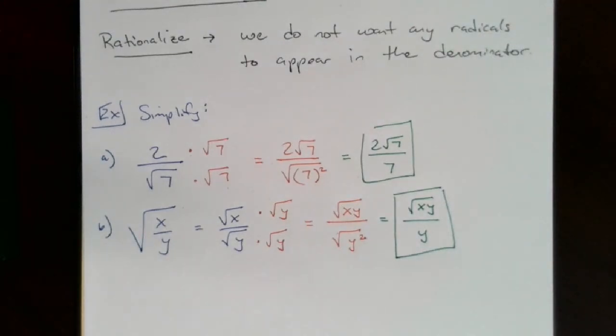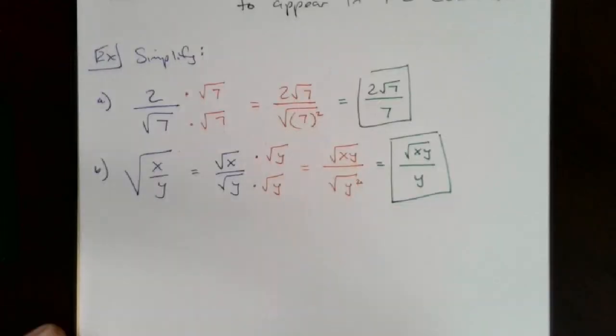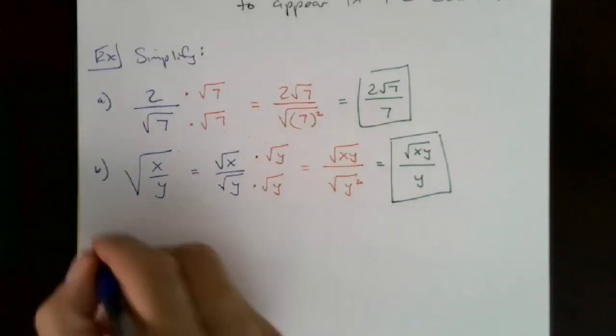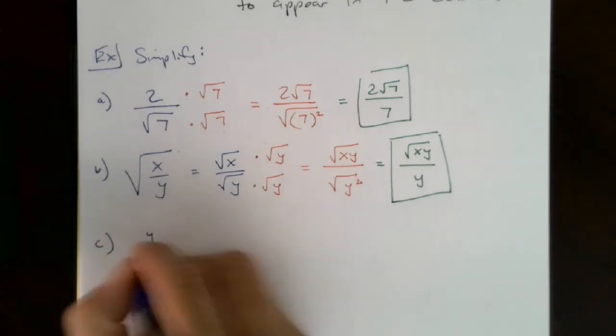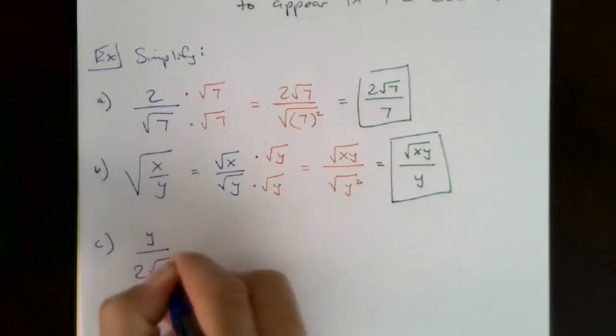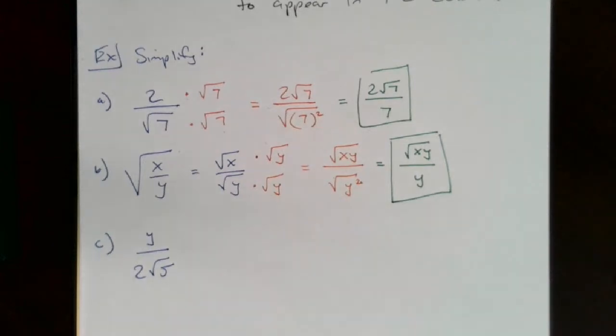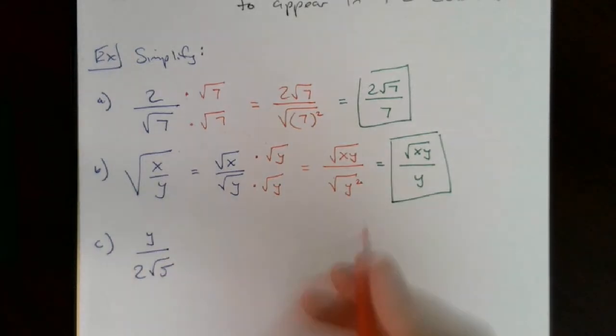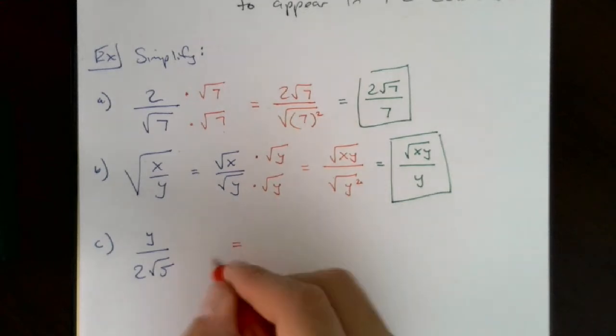Let's take a look at another one here. If I was to put, say, y over 2 square root of 5. Remember the goal. The goal is to rationalize, meaning having no radicals in the denominator. So the issue here is that square root of 5, not the 2, although you could work with the 2 if you wanted to.